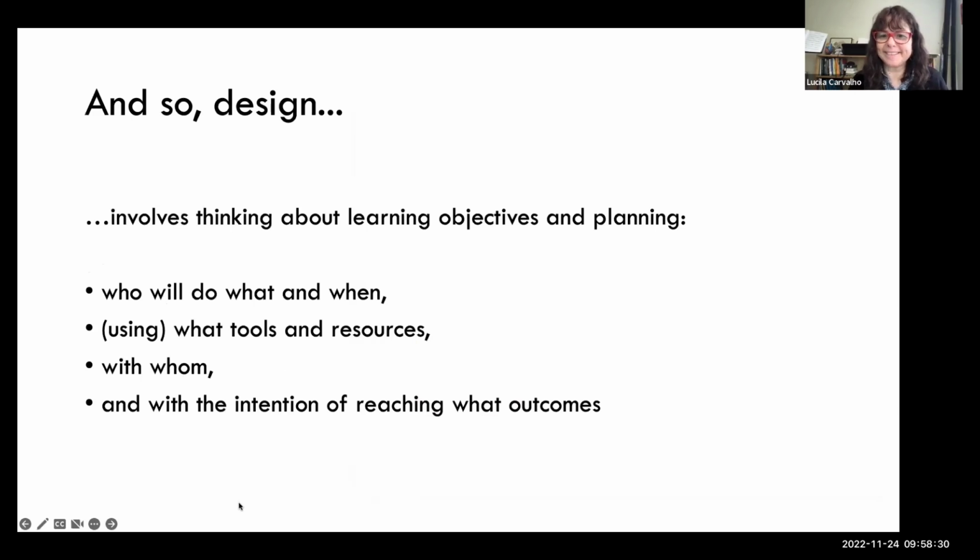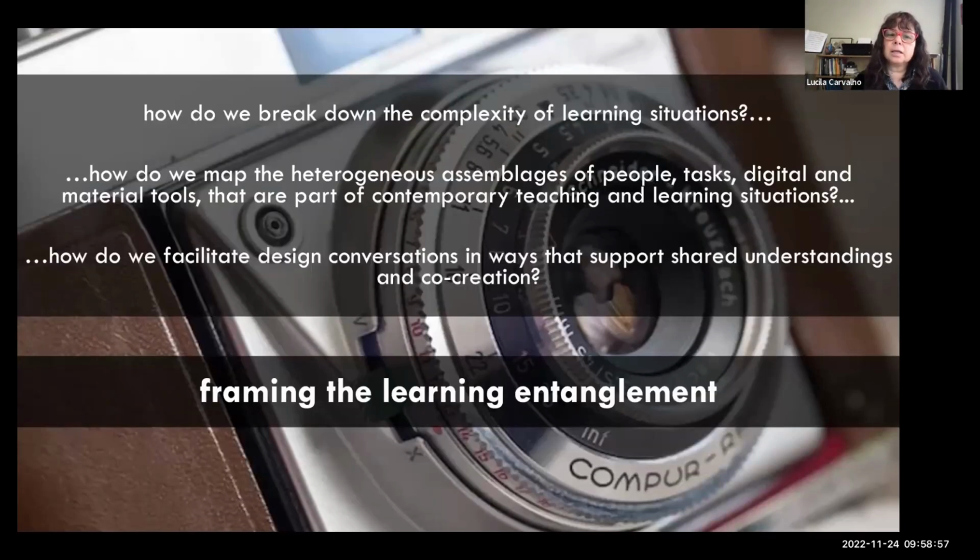So when we think about design, it's quite complex and involves so many elements. And yes, we have the learning objectives. I mean, all our planning about who will do what and when, and using what tools and resources, and with whom, and with the intention of reaching what outcomes in mind. And it's all these elements that need to come together, right, as we are designing for learning. So the thing here is how do we break down the complexity of teaching and learning, which nowadays involves so many different elements like people and tasks and digital and material tools.